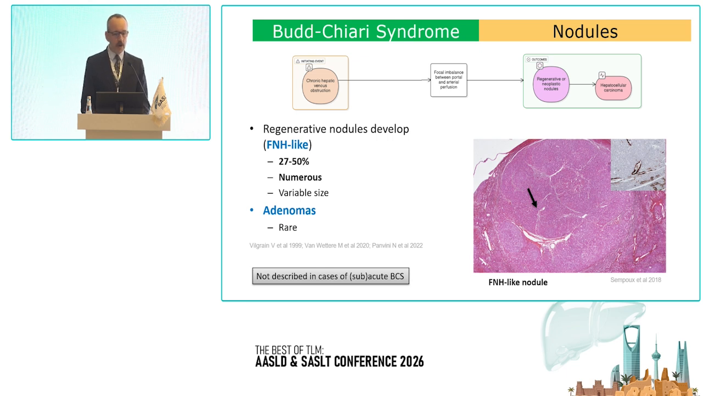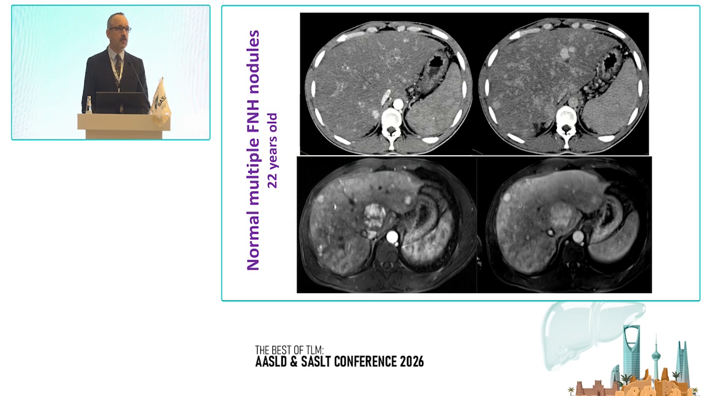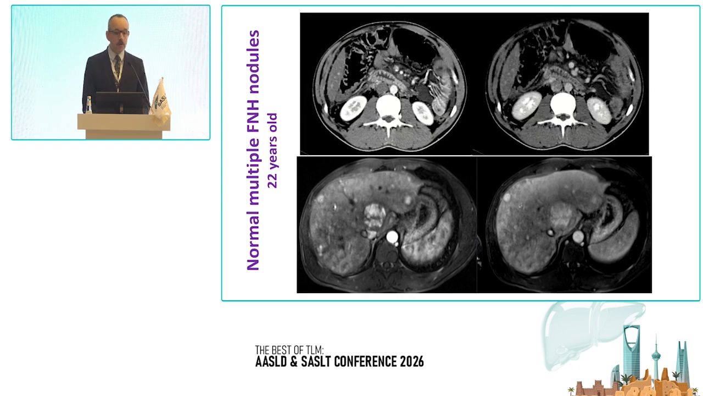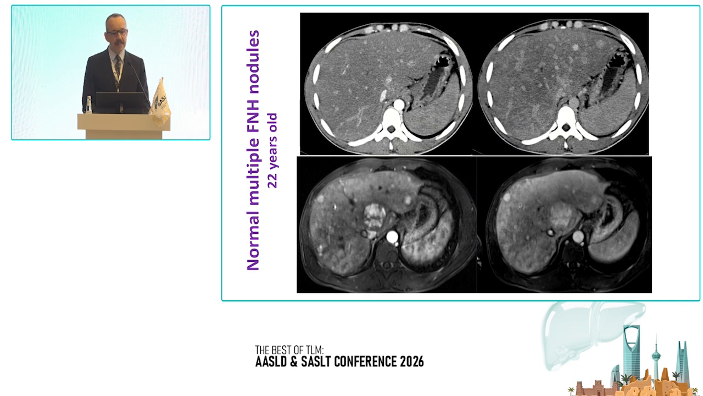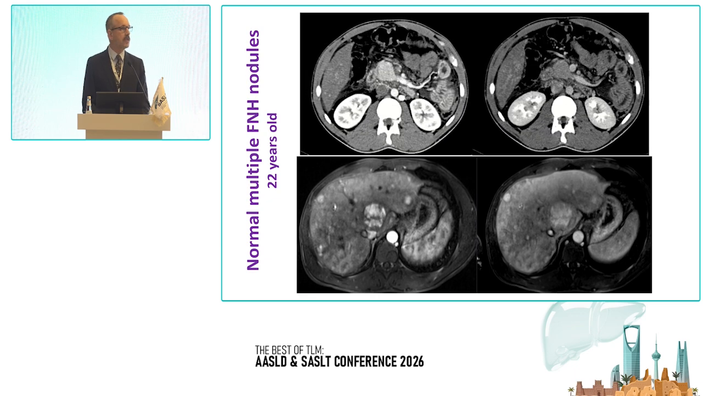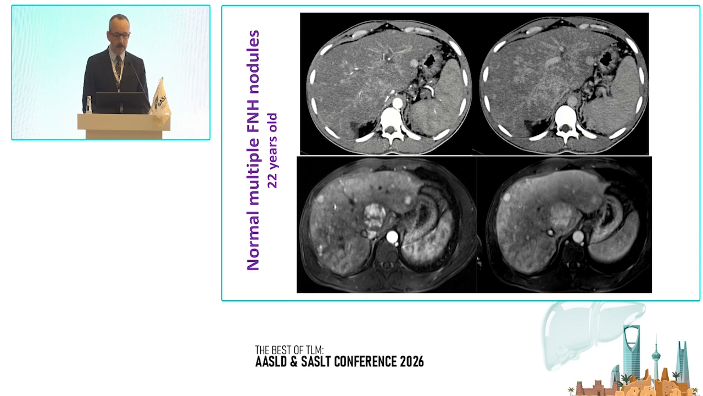So let's see what happens in Budd-Chiari syndrome. So regenerative nodules develop, and actually they are quite frequent, up to 50% of the patients. Usually they are numerous, and they have variable size. We see also adenomas, and of course HCC, which we will speak about later on. So this is the typical case, one of our patients, 22 years old. You see this hepatomegaly, dysmorphic liver with innumerable lesions that enhance in the arterial phase, and in this particular case, they are iso or retain contrast in the portal venous or delayed phase. This is not a problem. This is what we expect to see, and we are not worried about these nodules.